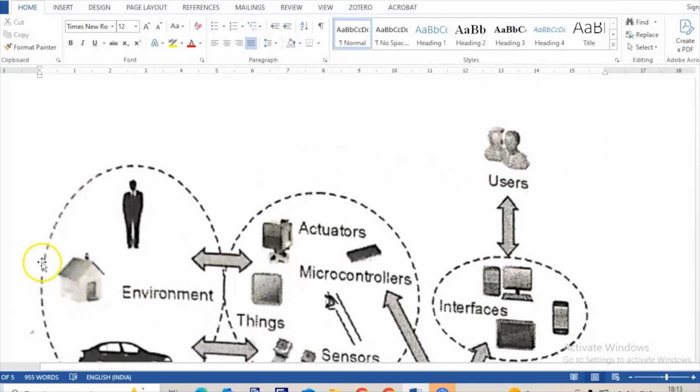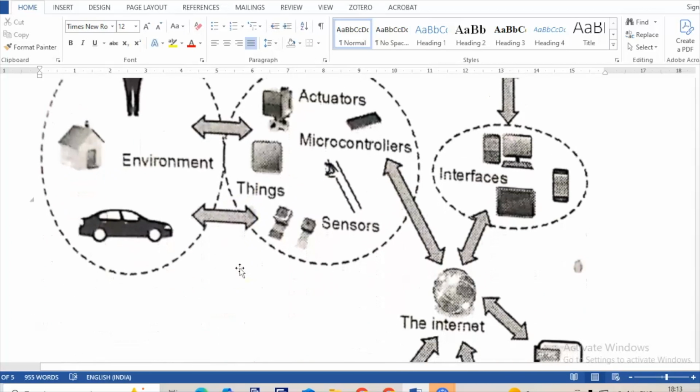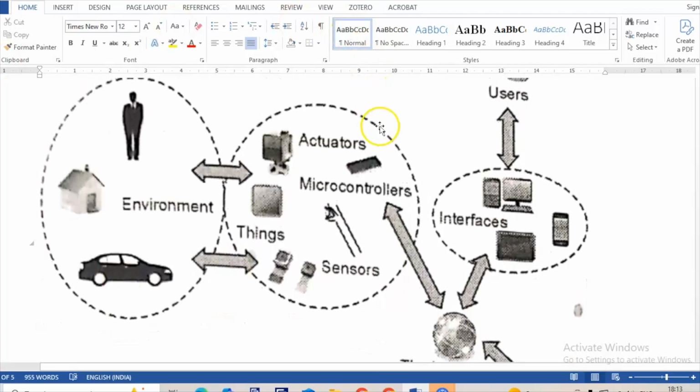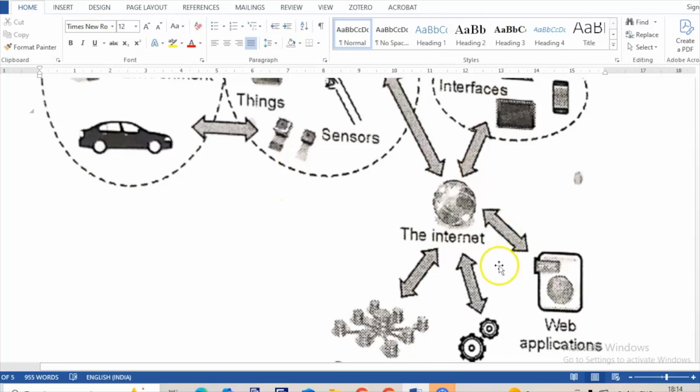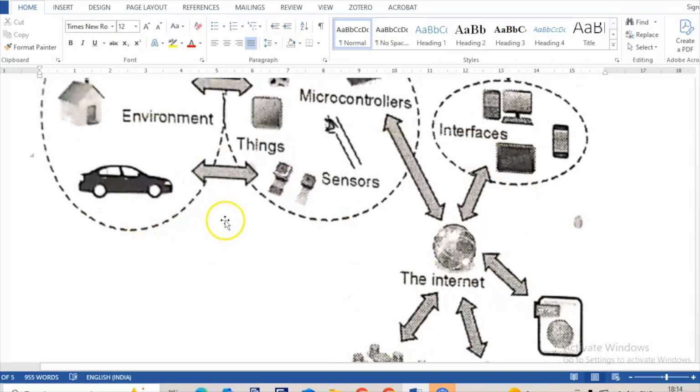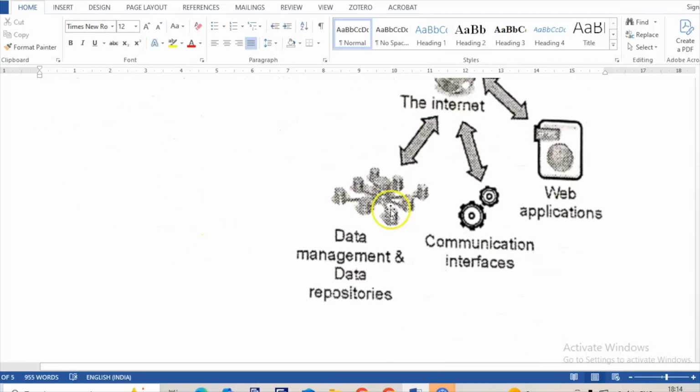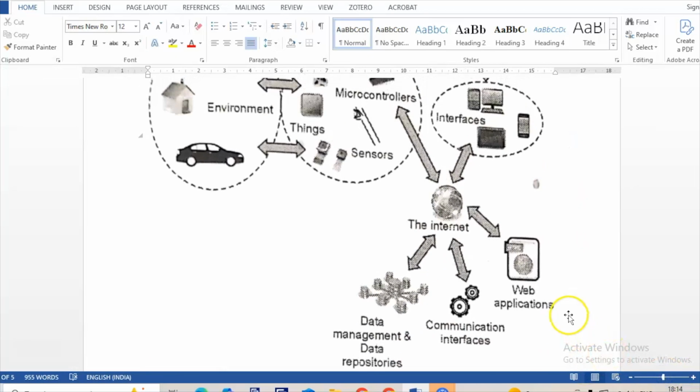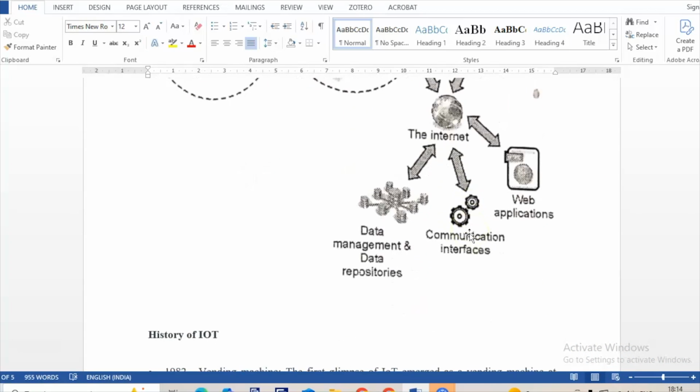And this shows the picture of how an IoT is connected. IoT is connected with different sensors. There are a lot of interfaces. Users are the microcontrollers, actuators, environment, and web applications. And this is how an IoT is normally shown. That's a connection of various interfaces, actuators, sensors, etc. And this is how a normal IoT system is shown.